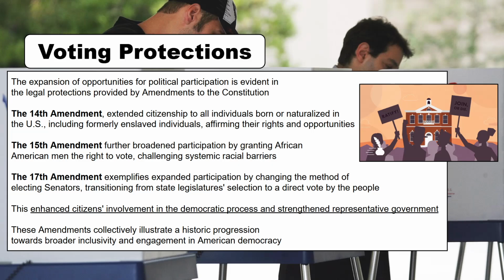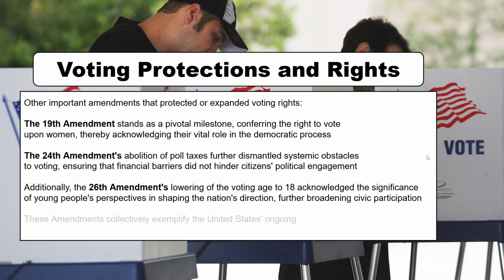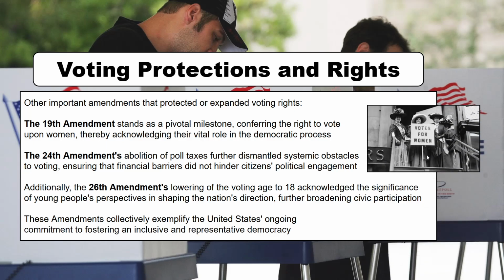So compare it to the electoral college for the presidency. We still use it as an indirect method there, and you can see how the 17th Amendment represents a move towards more direct democracy in one branch while the others remain indirect. All right, so, voting protections and the rights.